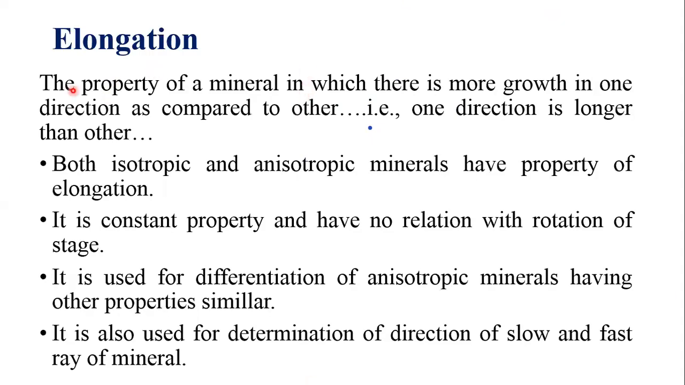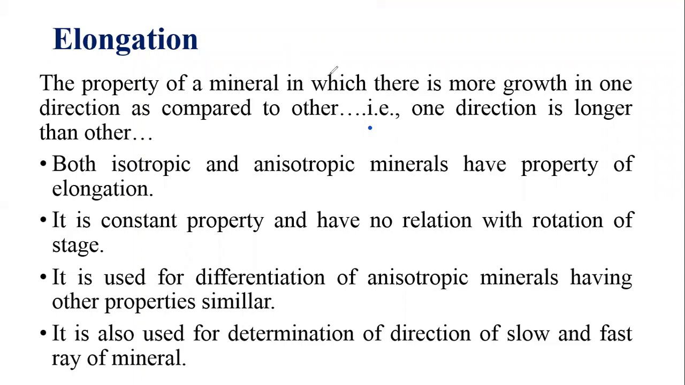Elongation. This is the last cross-like property which we are discussing now. What is elongation? The property of a mineral in which there is more growth in one direction as compared to other. That is, one direction is longer than other.